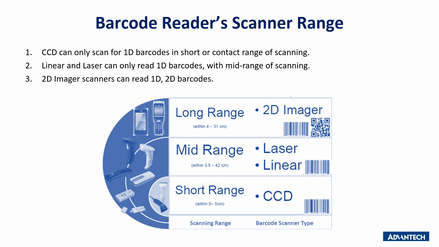Barcode reader scanner range. The range has been divided into short, for a distance from 0 to 5 cm, middle range up to 40 cm, and long range up to 30 cm. CCD can only scan 1D barcodes in short or contact range of scanning within 0 to 5 cm. Linear and laser can only read 1D barcodes, with mid-range of scanning within 3.5 to 42 cm. 2D imager scanners can read 1D and 2D barcodes with a long range within 4 to 31 cm.